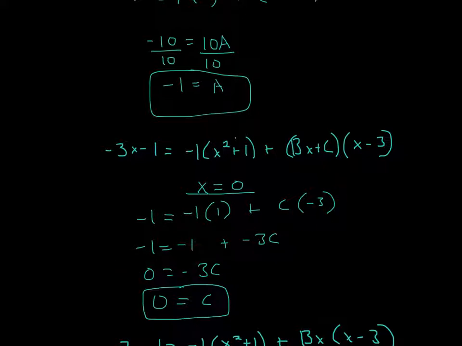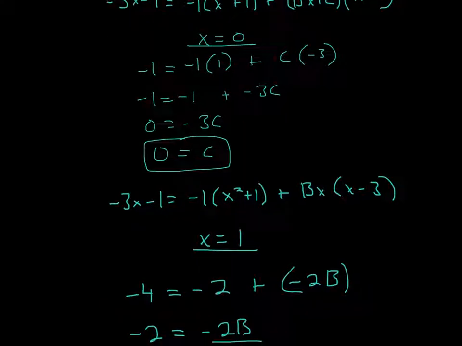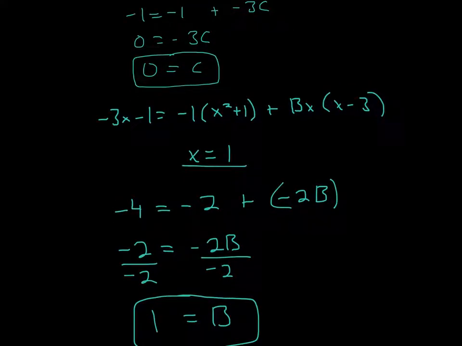So then if I add 1 to each side, this will go away, and this will become 0. 0 is equal to negative 3c. Divide by negative 3, and you get 0 is equal to c. So now we have two of the variables. The final variable we need is b.